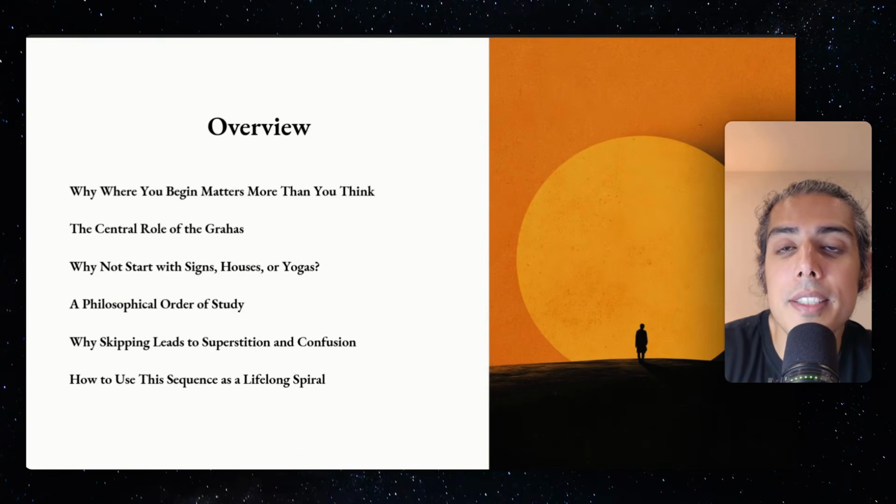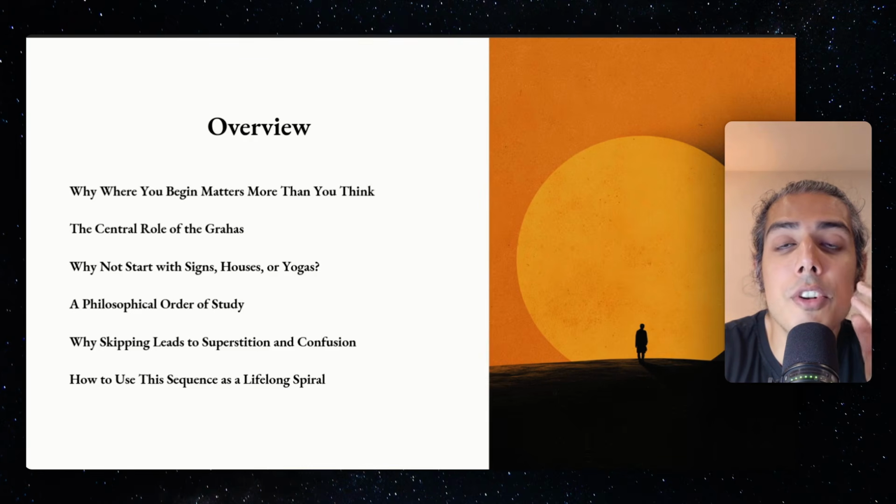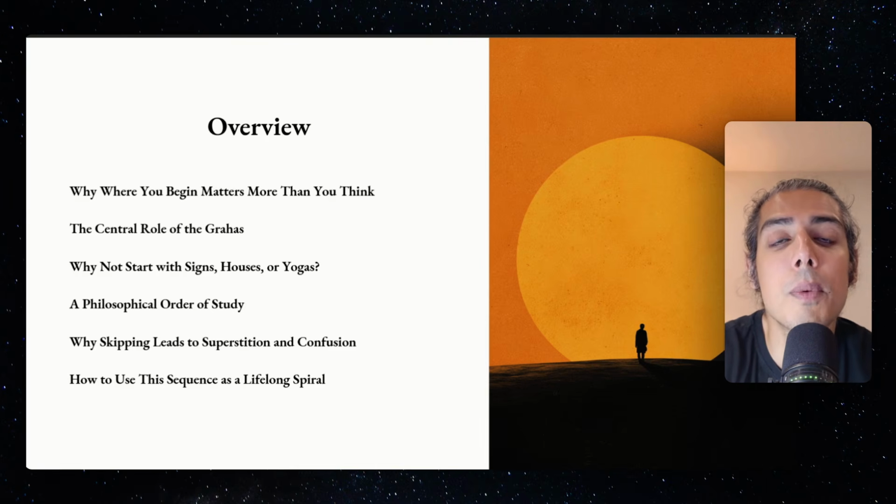So, these are the 6 sections we're going to cover. Why where you begin matters more than you think, the central role of the grahas, why not start with rāśis, houses or yogas, a philosophical order of study, why skipping leads to superstition and confusion, and how to use this sequence as a lifelong spiral.